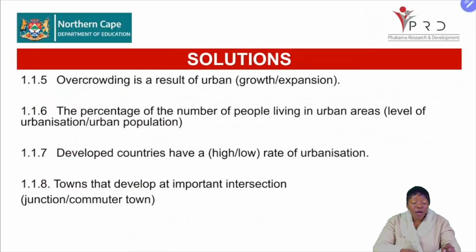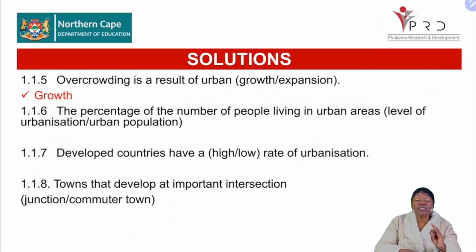Then your 1.1.5, we're talking about overcrowding. Overcrowding is a result of urban growth. Remember, we are given urban growth as well as urban expansion. By now, I did explain that expansion consists of the buildings as well as the population. So hence, it is the urban growth that is leading to overcrowding, because it is talking about the population or the people only.